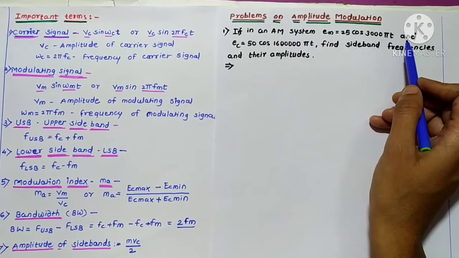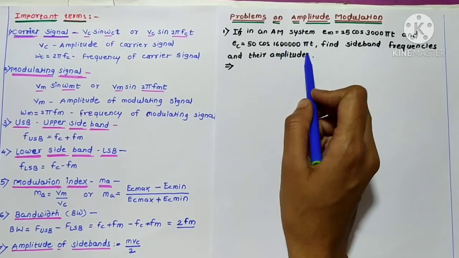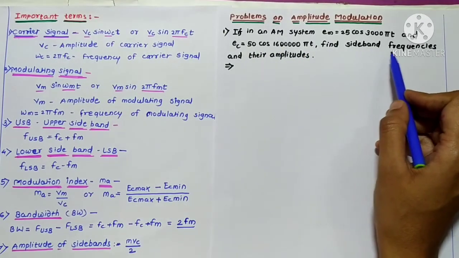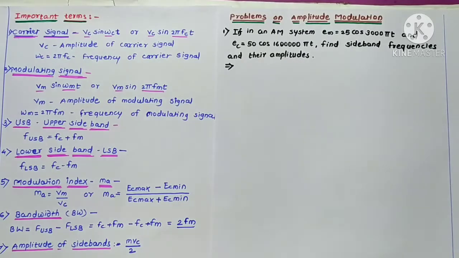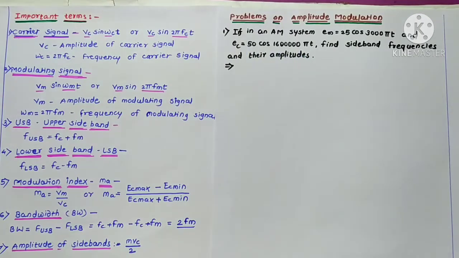Okay students, now first problem: if in an AM system EM is equal to 25 cos 3000 pi t and EC is equal to 50 cos 16 lakh pi t, find sideband frequencies and their amplitudes. Now students, all of you know that amplitude of the carrier signal is always greater than that of the modulating signal, and frequency also maximum.